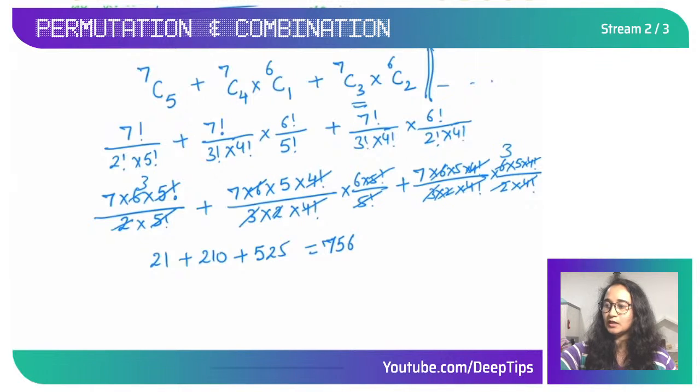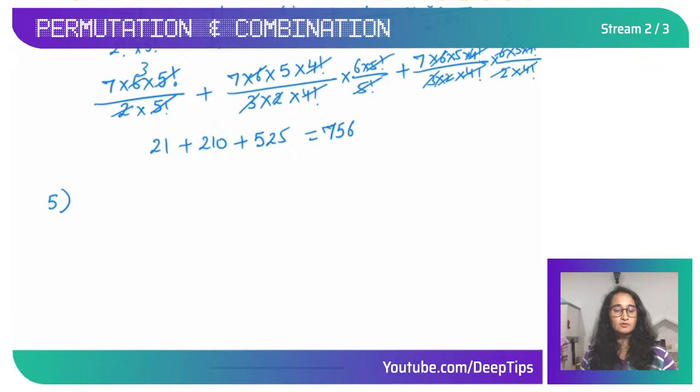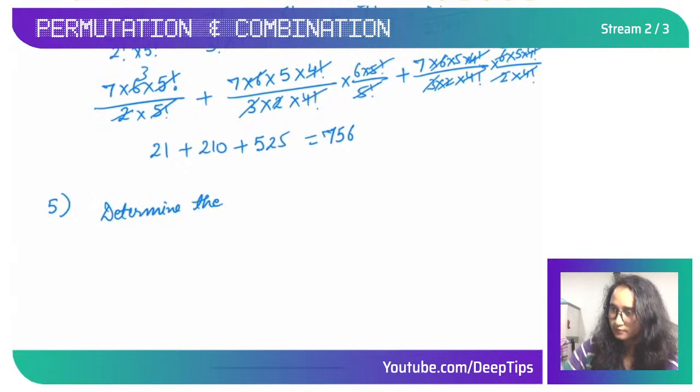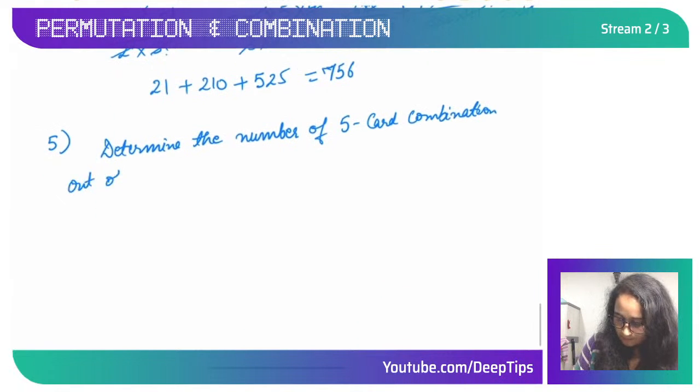Okay, so we are left with 2 more different questions. In today's video we will do one question on a deck of cards also, because this is something that is mostly asked in exams. Okay, so this question says, determine the number of 5 card combinations out of a deck of 52 cards.